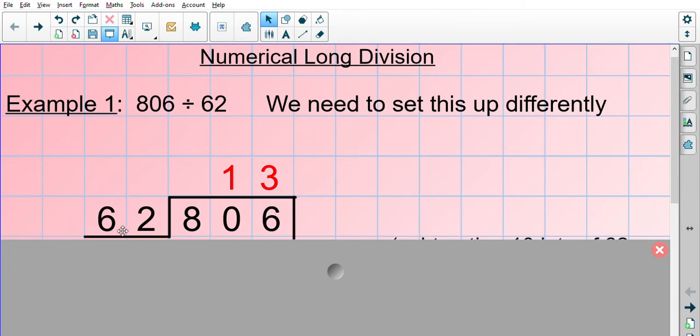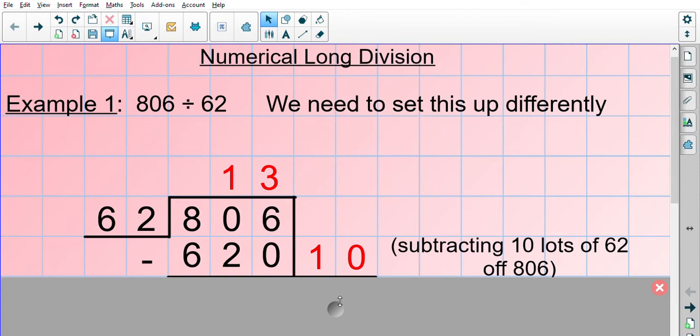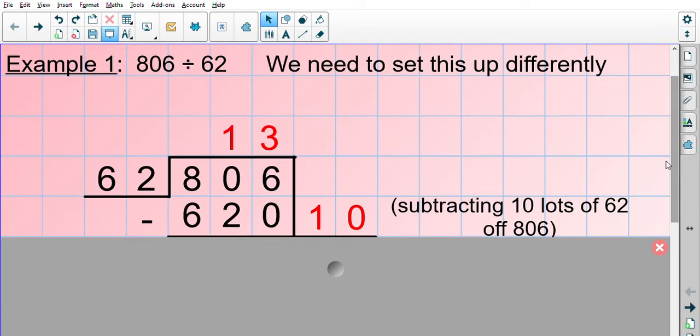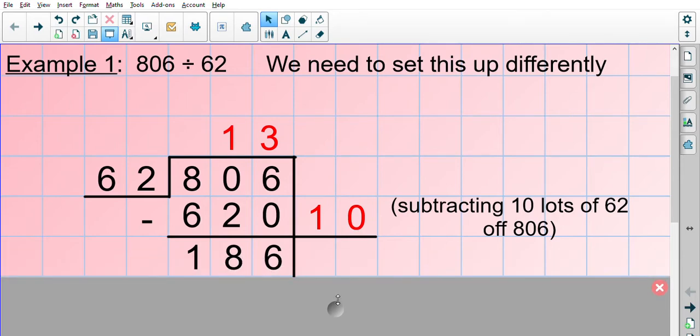Now I know 10 lots of 62 would give me 620, okay? So I'm going to remove that from 806. I'm going to remove 10 lots of 62, which would be 620. And it's always a good idea to write down how much you are removing here. If I do this subtraction now to work out how much I have left, I have 186 left, okay? So you can see I have made my number a lot smaller by taking 10 lots of 62 away from 806.